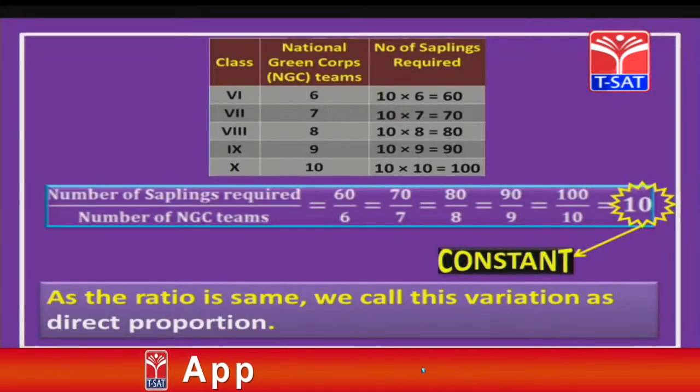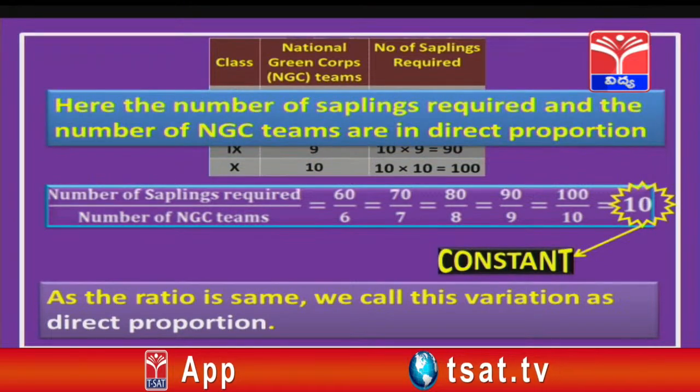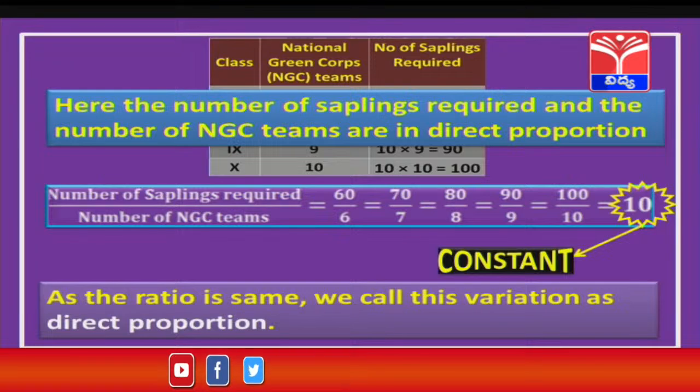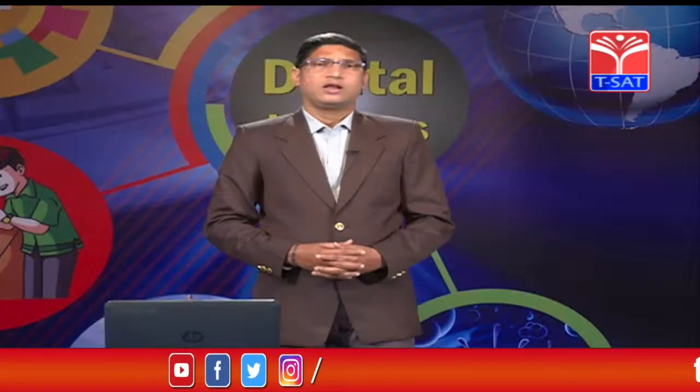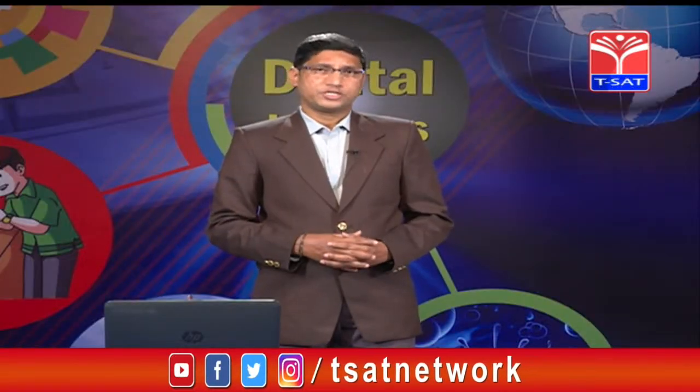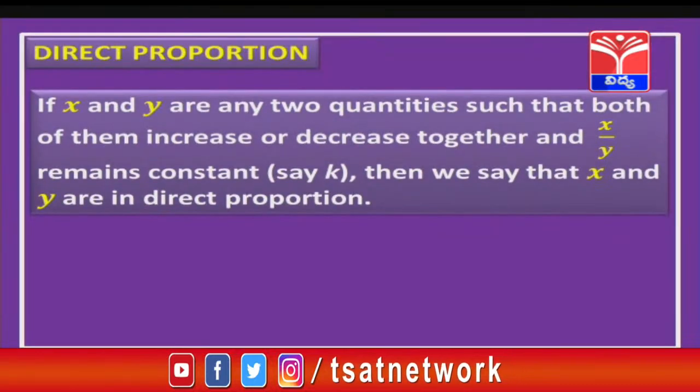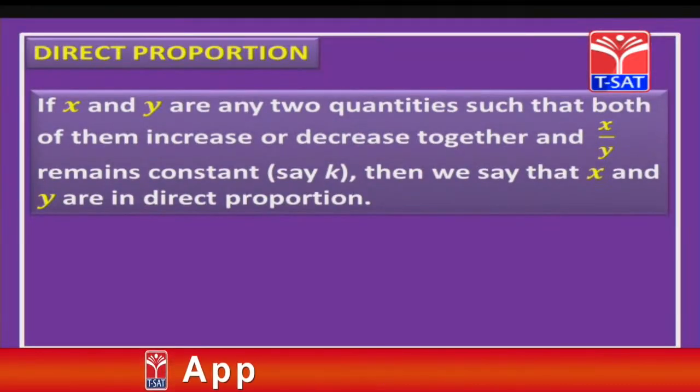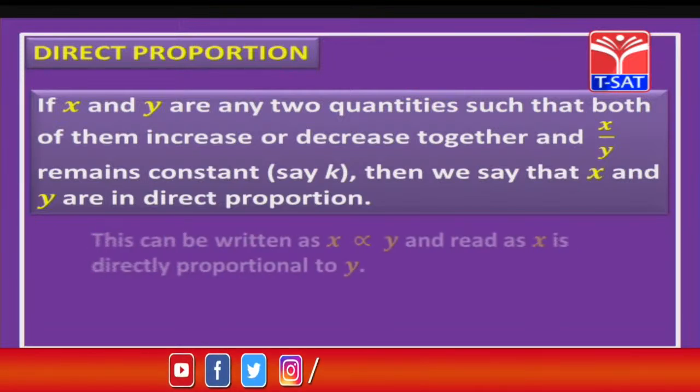So, the ratio is same, we call this variation as the direct proportion. And here the number of saplings required and the number of NGC teams are in direct proportion. Let us define exactly what direct proportion is, children. If x and y are any two quantities such that both of them increase or decrease together and x by y remains constant, then we say that x and y are in direct proportion.